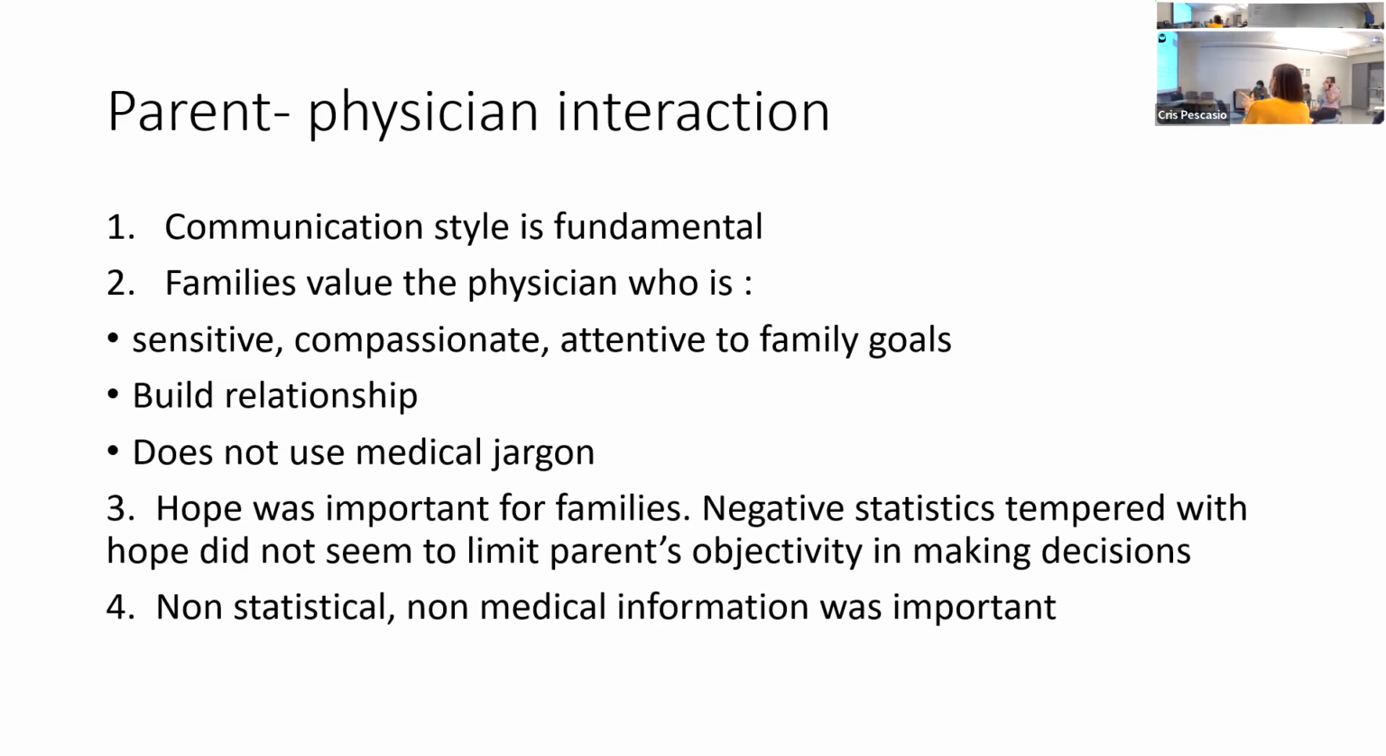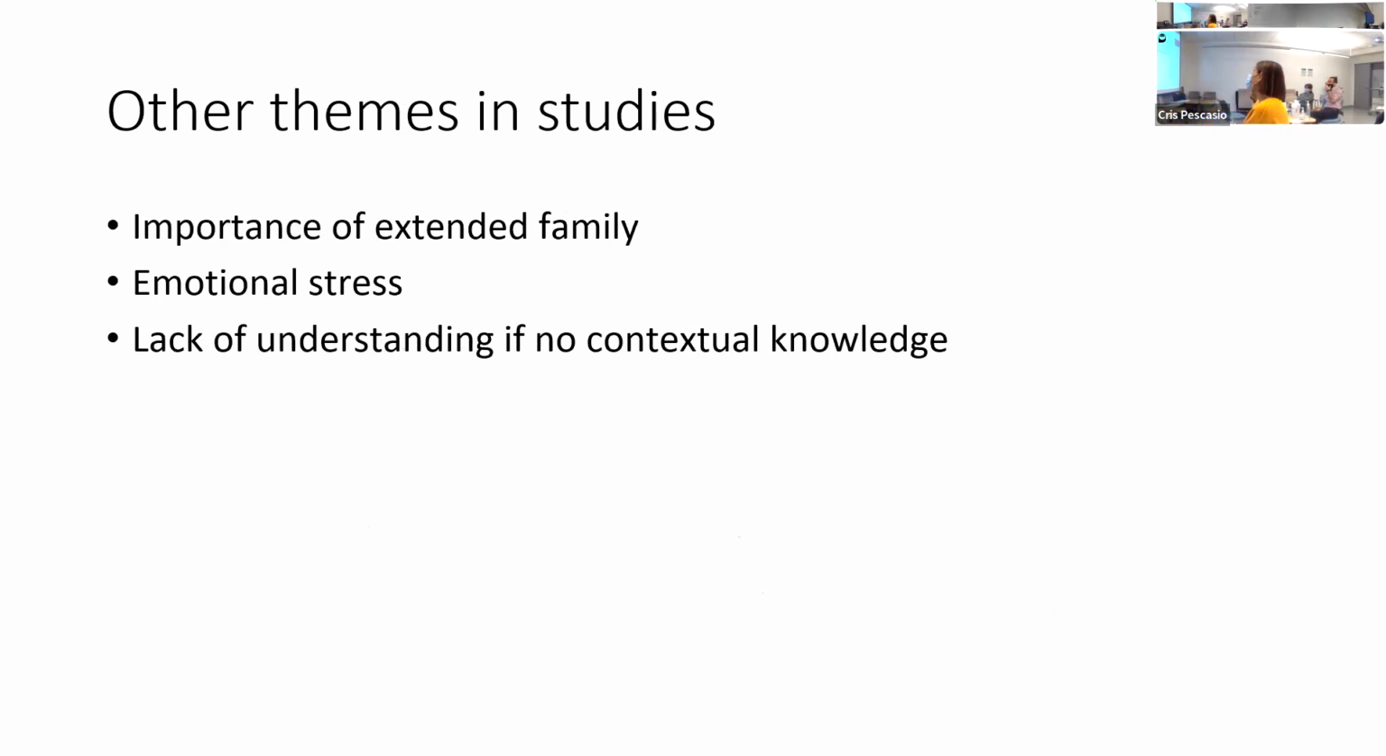And then non-statistical, non-medical information was important. Other things in the studies were important, like extended families. As you can see in First Nations people, they even want to have the whole family to make the decisions. But I think for most of the cultures, extended family is extremely important. They are the ones who support the parents. Emotional stress and the lack of understanding is not contextual knowledge. So you need to go very basic in the explanations. It's not just breathing in the ventricles, and what is the ventricles, right? You need to have the whole picture.